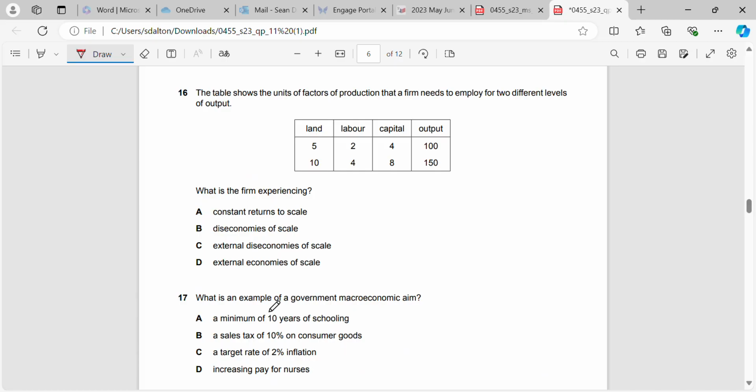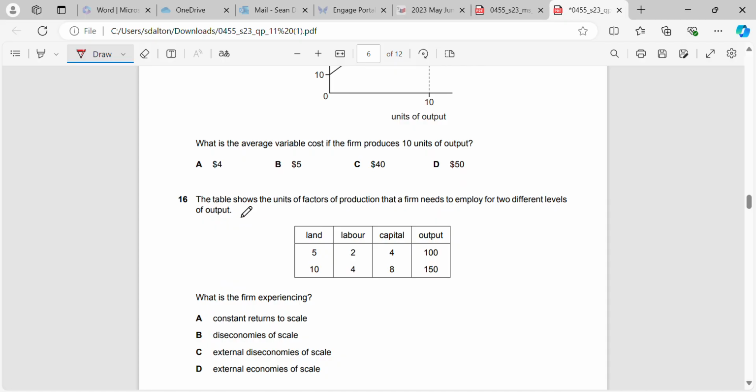What is an example of a government macroeconomic aim? Okay, that would be a target of 2% inflation. Again, it's in the start of Unit 4. I think Macroeconomic Aims of Governments is the name of the chapter, if I remember correctly. Could be in the Role of Government chapter as well, but I think it's in Macroeconomic Aims for price stability. Increasing pay for nurses, sales tax, and minimum years of schooling, okay, they're not macro aims, they're micro aims.